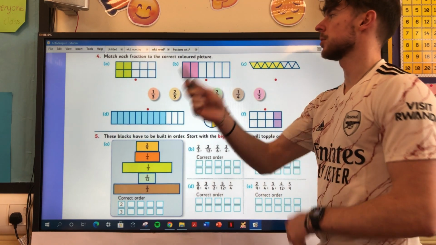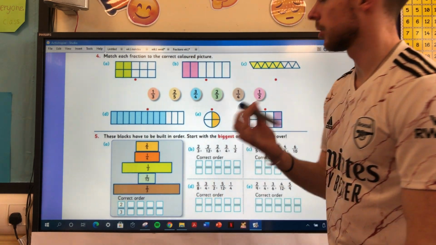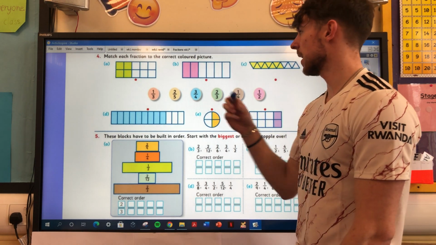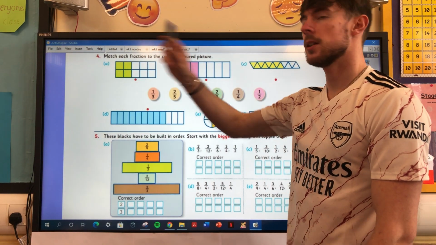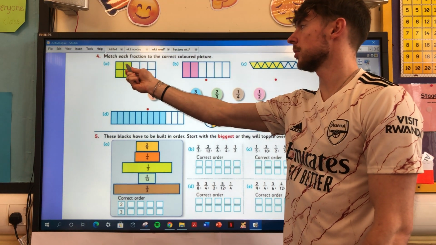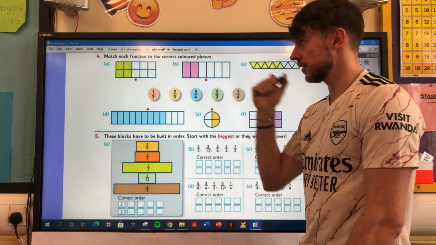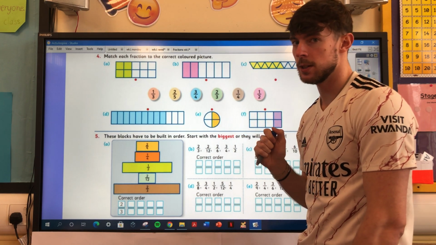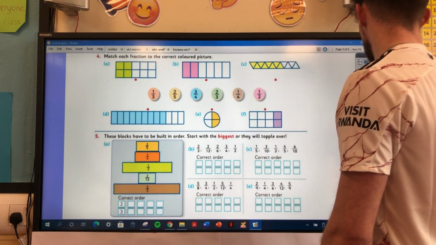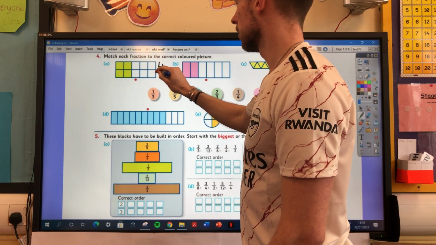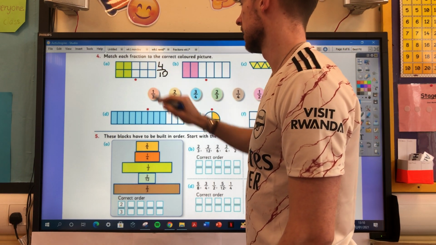Okay, so here we're just matching each fraction to the correct colored picture. How many blocks do we have here altogether? We have 1, 2, 3, 4, 5. 5 by 2 is 10. So we have 10 blocks there, and how many are colored? There are 4 colored in, so that one is going to be 4 over 10.